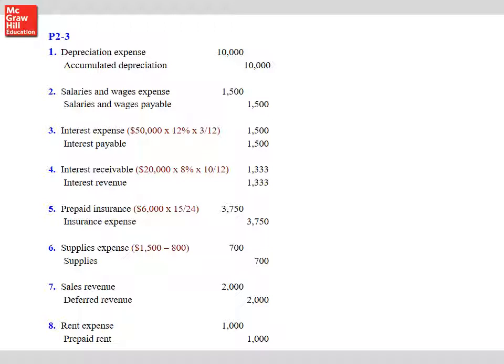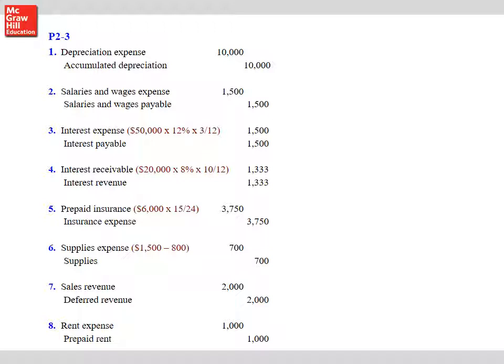In number 3, October 18th, Pastina borrowed $50,000 from a local bank and signed a loan. The loan requires interest to be paid annually on September 30th. Well, just because you don't have to pay it till September 30th of next year doesn't mean it's not occurring. Interest occurs every second of every day.